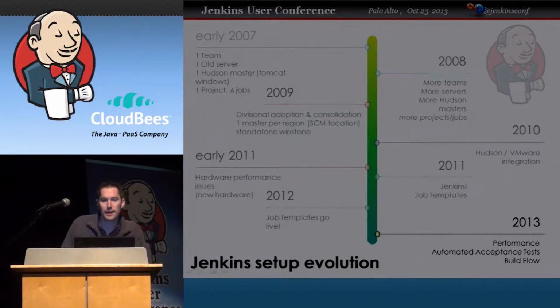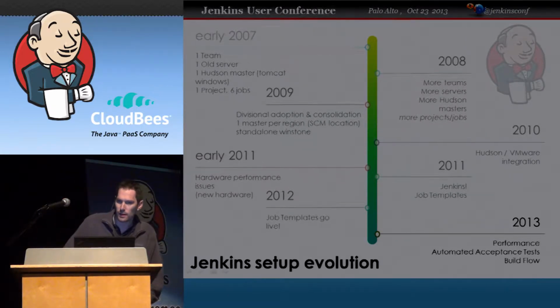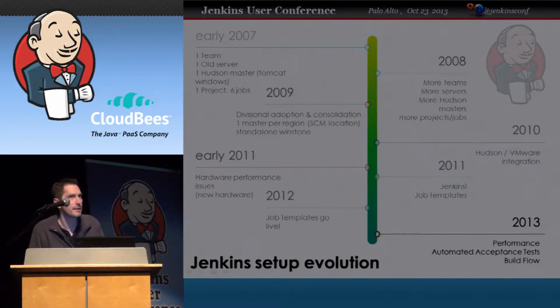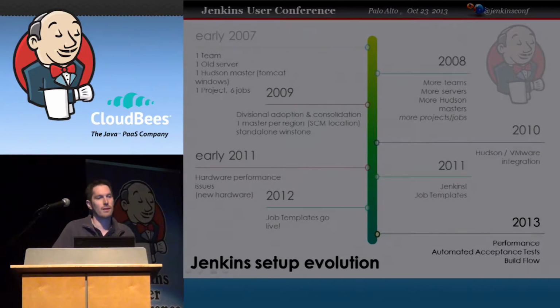We started scaling up our automated acceptance testing, and I'll go on to explain about that as well. And we started actually with the acceptance testing and getting the performance out of it. We realized that we needed to manage the chaining of these, so that was the introduction of the Buildflow plugin.